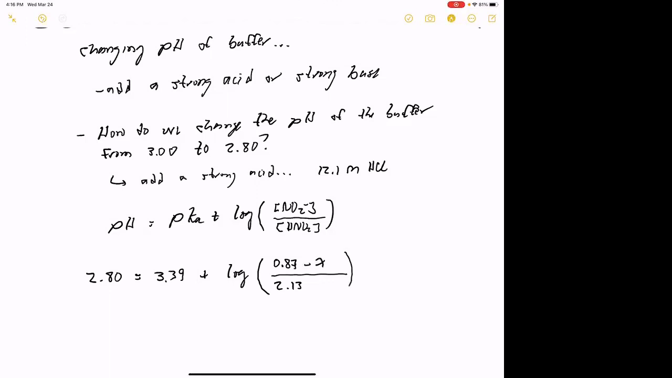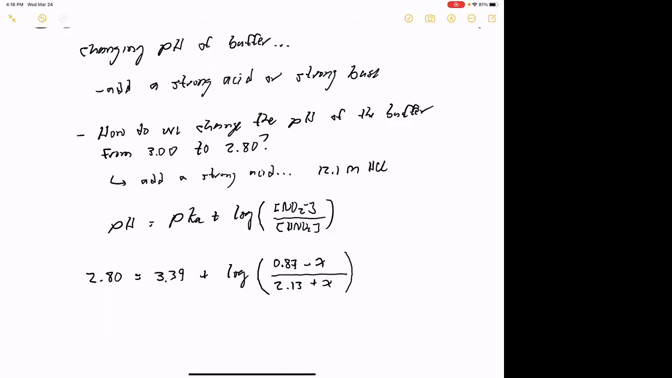Now, if you remember back from the ICF table that we did, if I lose X of the base, what happens to the acid? What do I have to do to the 2.13? Don't you lose it as well? I don't lose it. Go back and look at your ICF table. I add it, right? Because what am I doing? I'm converting some of the base, the NO2 minus, to its conjugate acid. I'm protonating it, right? So that means I have to add X. So all I'm doing here is converting base to acid in my ratio.